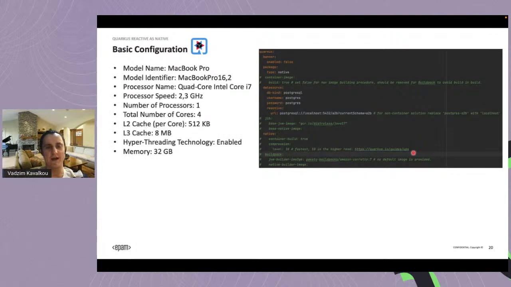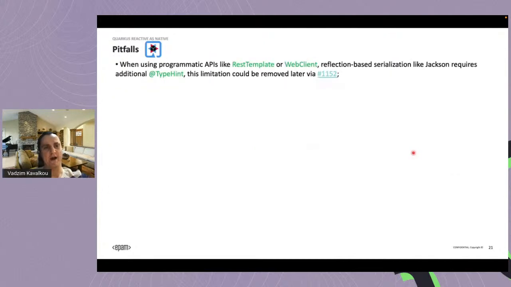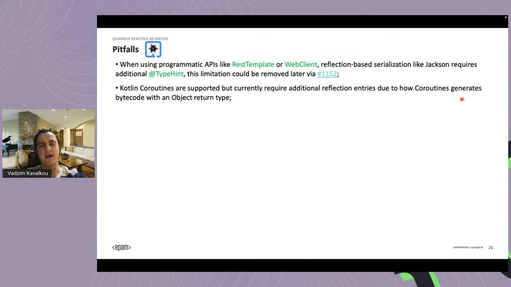Okay, the basic configuration in my build stays the same, and the Quarkus version is the same. But what about the pitfalls? As I mentioned before in my previous sessions, RestTemplate or WebClients or Jackson annotations, serialization or CRD requires additional type hints. You can find on my GitHub profile with the sources how I solved this, and it will be removed after in the bug I've provided to you.